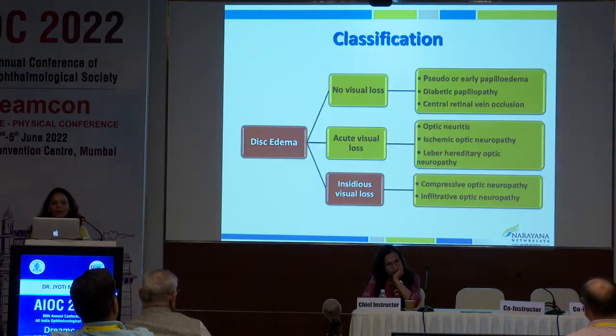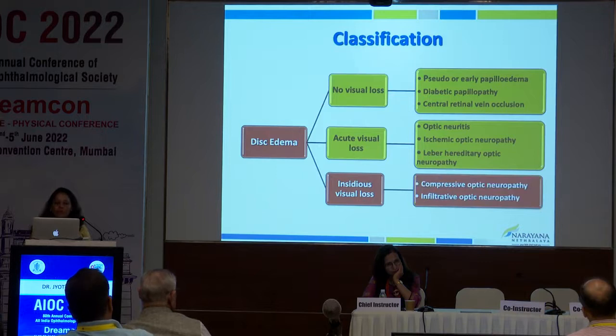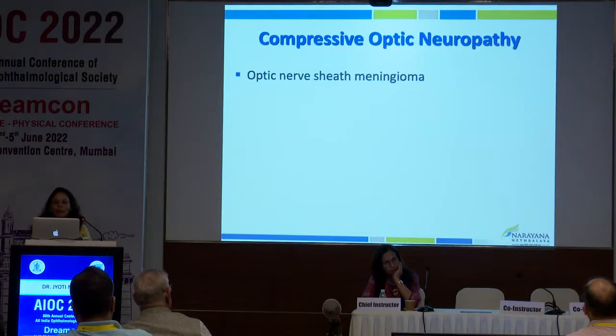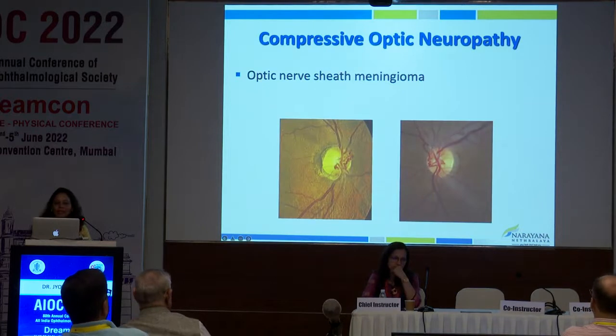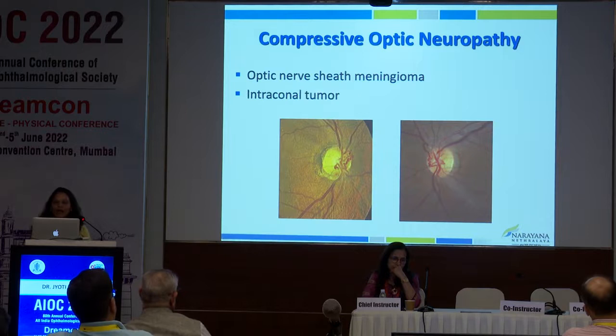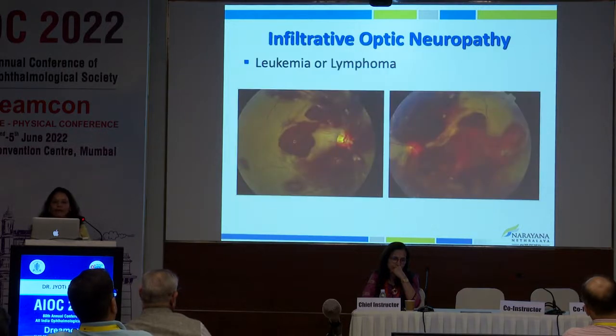So now going to the third part of disc edema, insidious visual loss, which would be compressive optic neuropathy or infiltrative. When we see compressive, we're looking at optic nerve sheath hemangioma, and these classical optociliary shunts are what you see. If you see them, you can expect a lesion behind, or an intraconal tumor. And classically, other conditions like leukemia and lymphoma, where you will have sudden onset, so a good history about his past will tell you what the problem is.